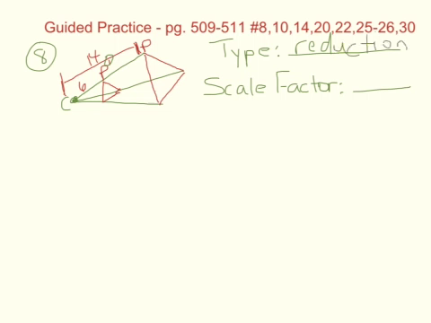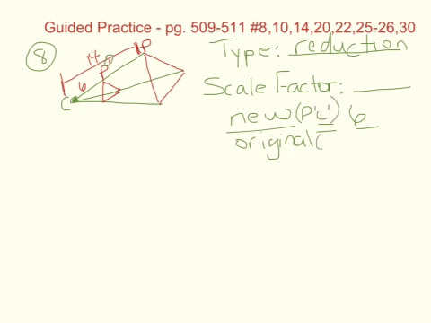So to find the scale factor, all we need to do is put the new over the original, one of the new sides over one of the original sides, the one it's proportional to. So in this case, P prime C prime is 6, and PC, which is the original one, is 14. So I just reduced that, so that means that my scale factor is 3 over 7.